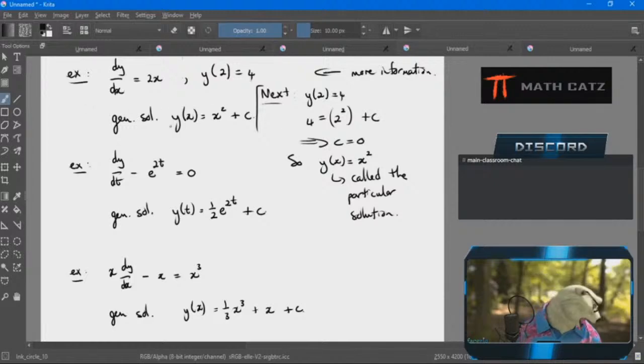So if you don't give me anything else, then really I can only stop at the general solution. But if you give me a little bit extra, then I can use that to find the particular solution. So there's a chain here. Find the general solution to the differential equation. If I'm given some more information, then I can find the particular solution. So let's do that for the other two of our 3 examples.